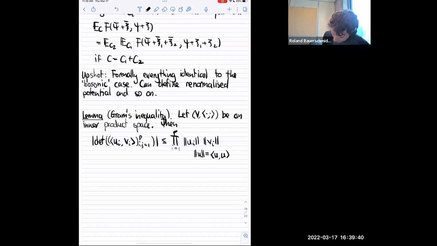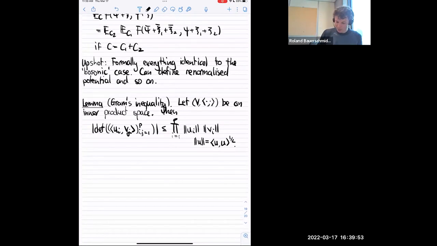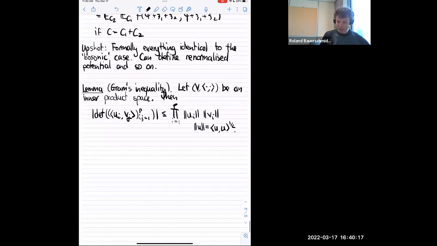Roland, you mean u_i, v_j, I guess, right? On the left hand side. Yes, u_i, v_j, exactly. So this is Gram's inequality. I'm not going to prove it, but you can look up a proof. There's actually a nice one in Manfred Salmhofer's book on renormalization in some appendix, I think. There's a very nice proof there. Joel Feldman also has some nice lecture notes on this. Anyway, this is the essential fact that makes fermions much easier than bosons.